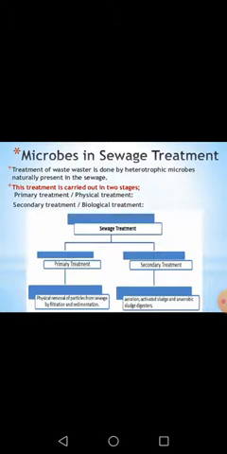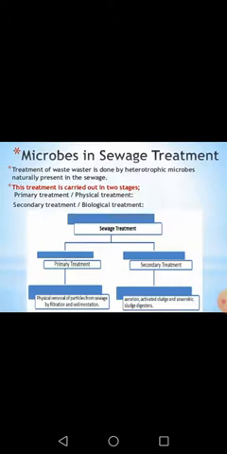Now, students, I want to tell you that the sewage treatment occurs in two different stages. The first stage is called primary treatment, which is also referred to as physical treatment, while the second stage is called secondary treatment or biological treatment. So sewage treatment occurs in two stages: primary treatment or physical treatment, and the second one is called secondary treatment or biological treatment.